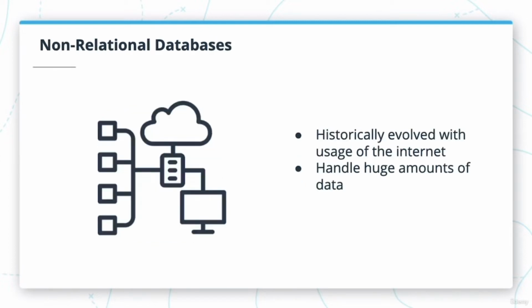One other thing that's important to know historically is that these NoSQL or non-relational types of databases have historically evolved with the usage of the internet. Whether you know it or not, every time you go on a website or do an activity on a website, you're actually generating tons of data. This data is being stored on servers for later analysis. And it turns out that relational databases have historically not been meant to store and process these huge amounts of data.